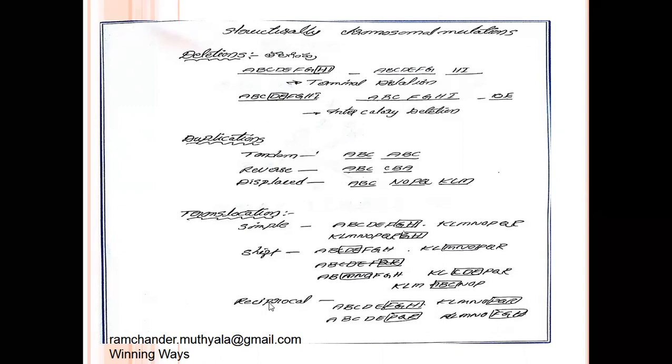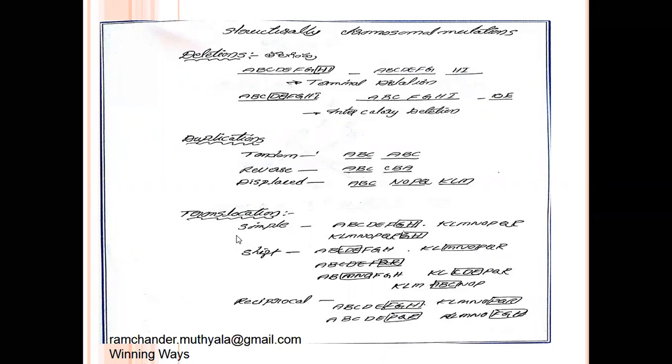And the third one is reciprocal translocation. Reciprocal translocation is related to simple translocation. In reciprocal translocation, one chromosome contains A, B, C, D, E, F, G, H genes, and another chromosome contains K, L, M, N, O, P, Q, R genes. The terminal genes F, G, H and P, Q, R are mutually exchanged between the two chromosomes.